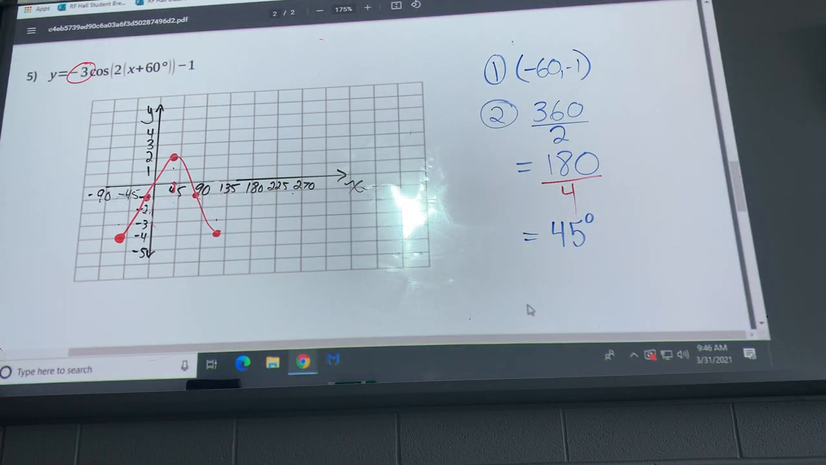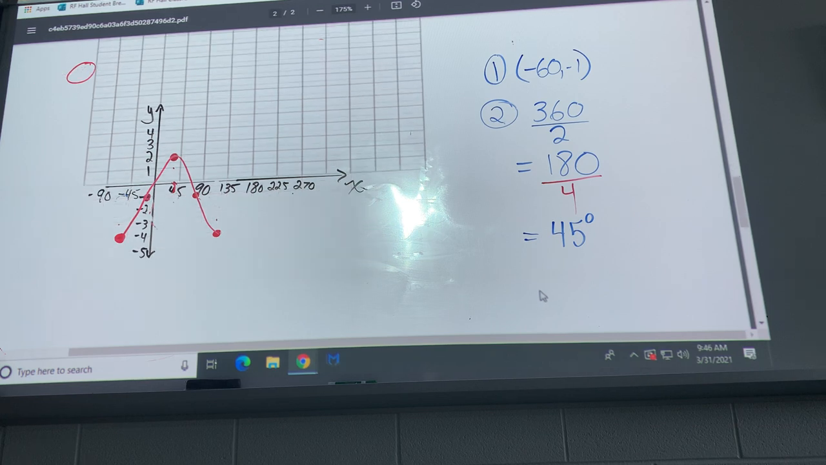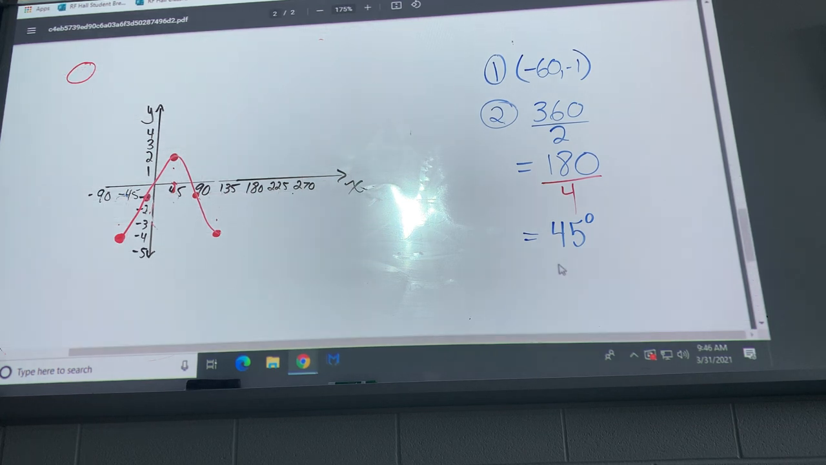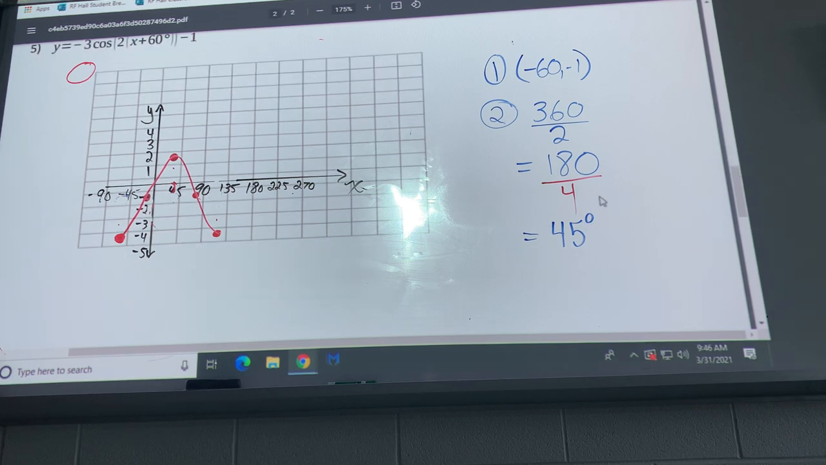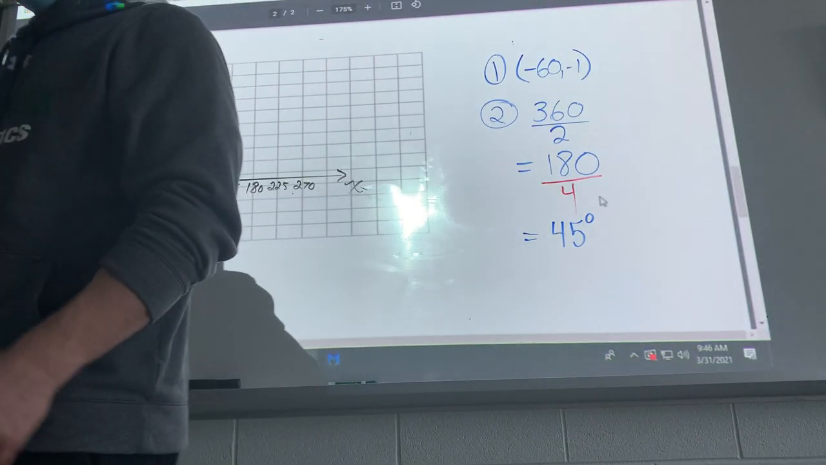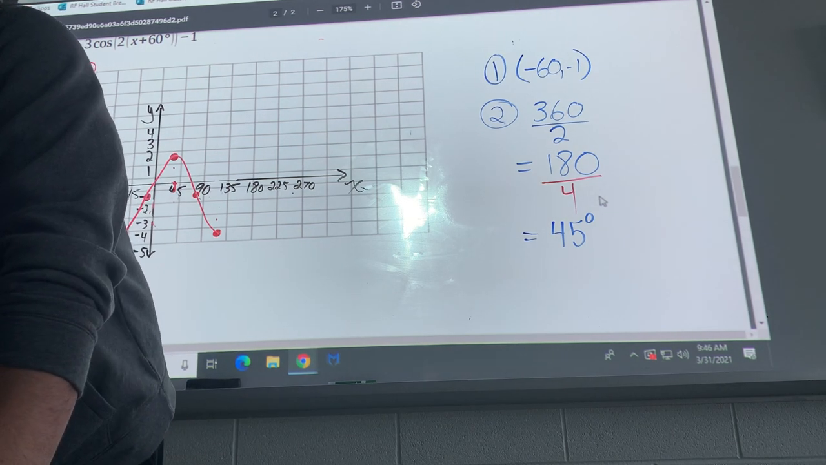Okay, I think the homework's at the bottom. I hope it is. Okay, homework.